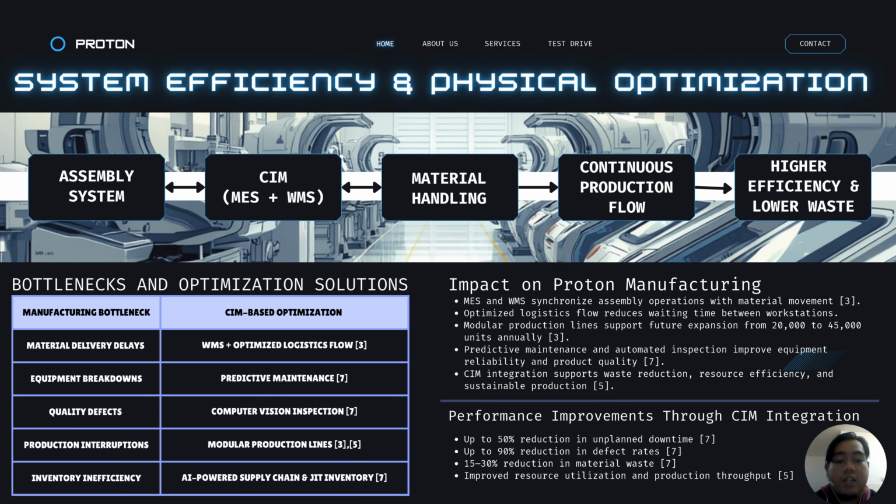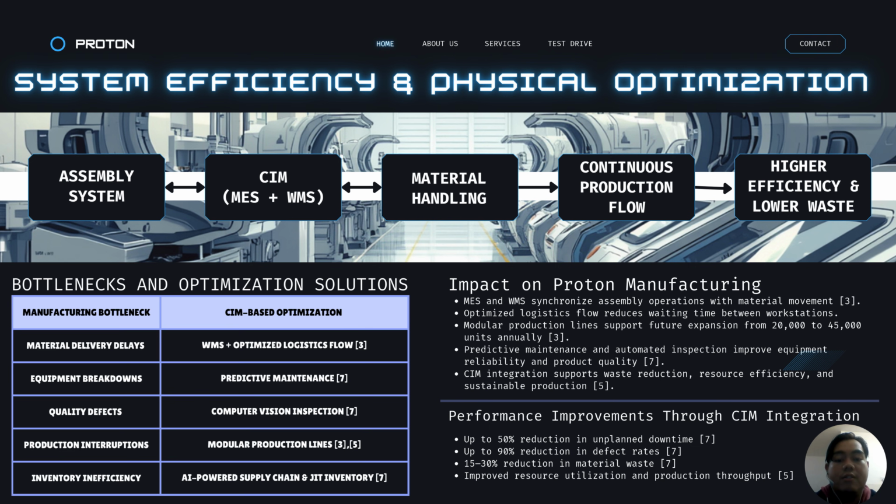These challenges can be addressed through CIM-enabled technology such as predictive maintenance, automated quality inspection, AI-powered supply chain management, and optimized logistics system. At Proton Tanjung Malim facility, modular production line, logistic infrastructure, and digital management system support scalable production while maintaining operational efficiency. By reducing downtime, minimizing defect, and improving material utilization, CIM integration enhances productivity and supports sustainable automotive manufacturing.